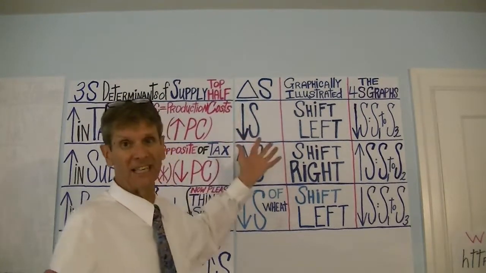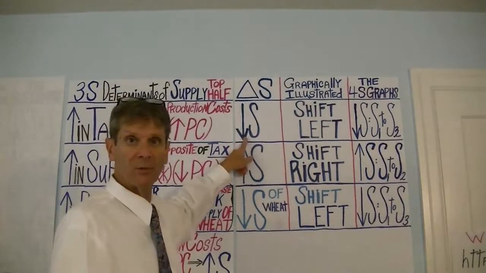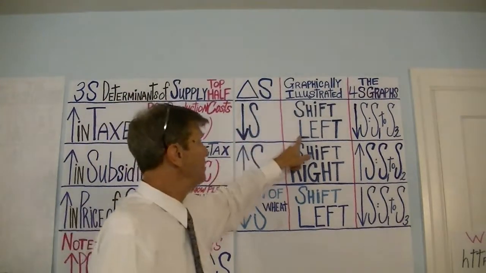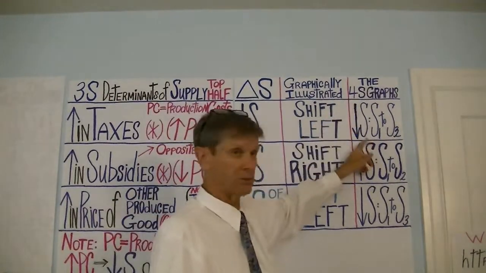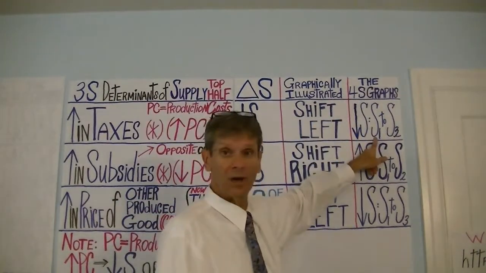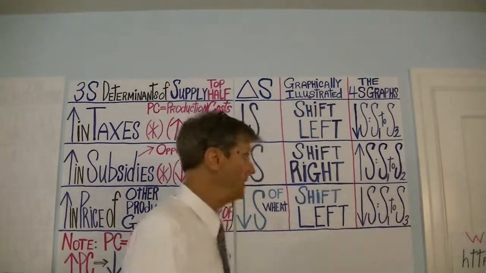And so mechanically coming back to the model, a decrease in supply may be graphically illustrated by a shift left of the entire supply curve. For example, on the 4S graphs, it'll be on the left-hand side, and we would go from S1 to shift to S3 to the left.